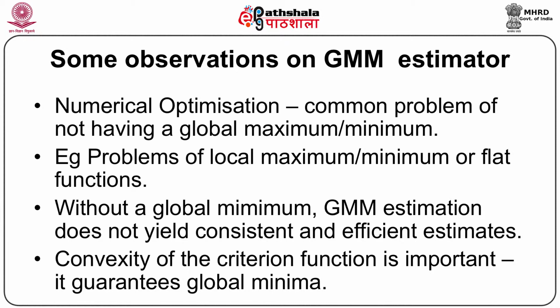So, what do we get? In numerical optimization, a common problem is not having a global maximum or minimum, for example the problem of a local maximum or minimum or a flat function. Without a global minimum, GMM estimation does not yield a consistent and efficient estimate, and convexity of the criteria function is also important. Basically, convexity guarantees the situation of a global minimum.